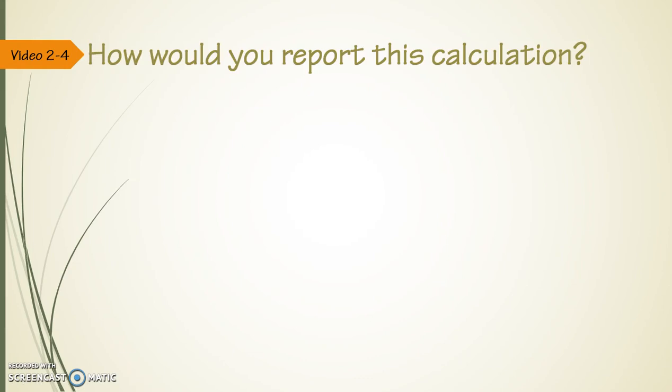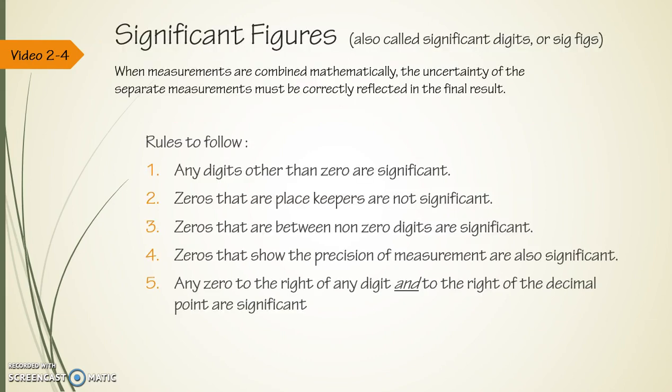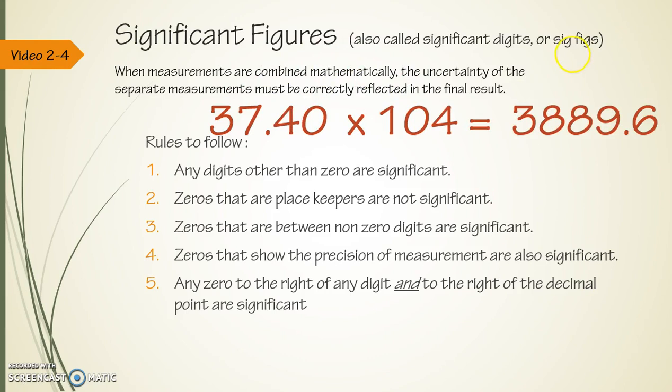Okay, so now we've got this rounding thing. Again, how would we report this one? Well, to answer this question correctly, we need to know something about significant figures. I also call them sig figs. We need to use significant figures to figure out how many significant digits there are in each one of these, so that we can put the correct number of significant figures over here. So to do that, we need to know some rules.